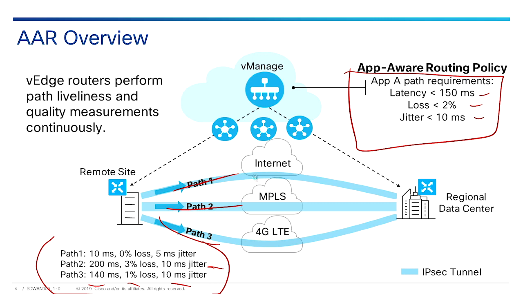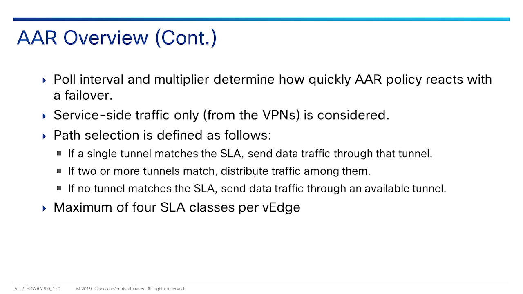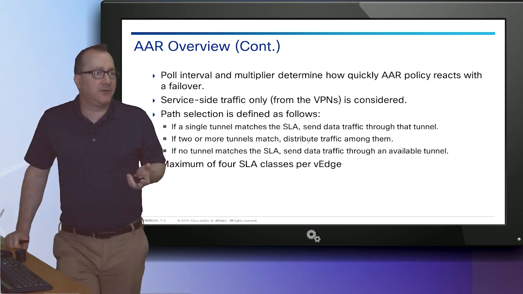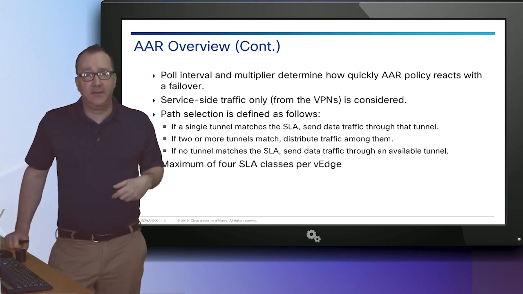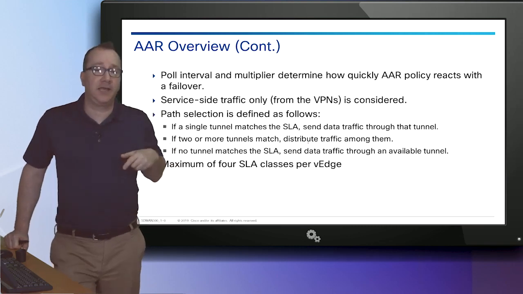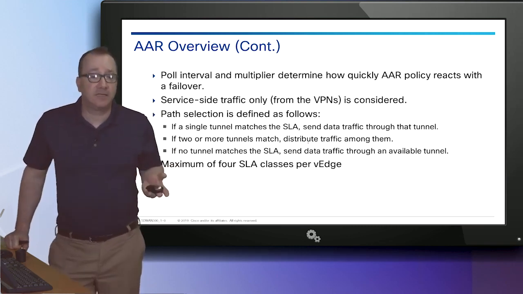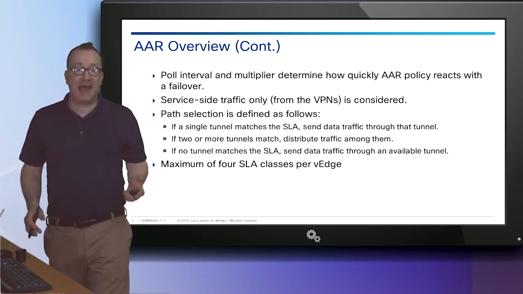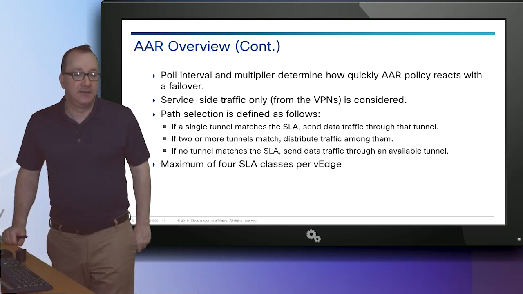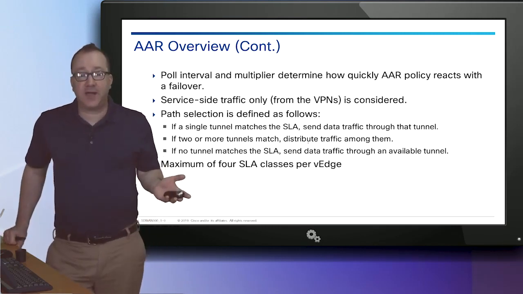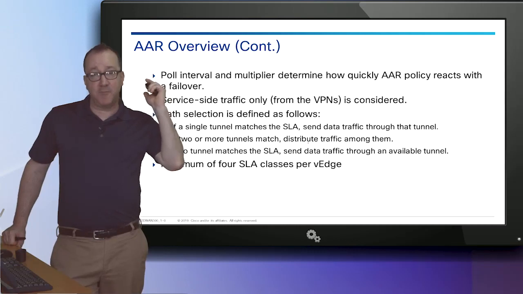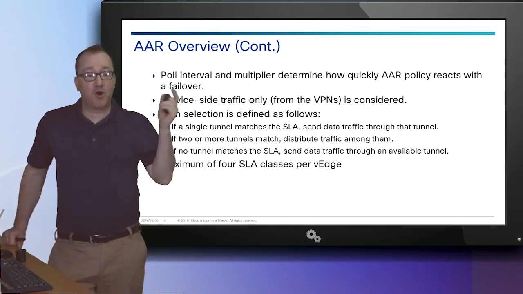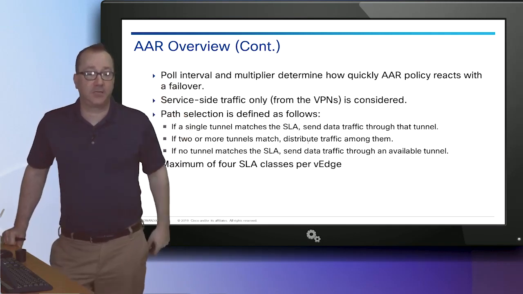All right? So for instance, we're going to create a poll interval. We're going to basically poll the link. If you're familiar with IP SLA, which uses a probe across a link to determine its health, this is very similar. So we're going to define a poll interval and a multiplier to determine how fast a potential failover is executed. We're only looking at service-side traffic from the VPN, so we're not probing the inside. We're not probing everything else. We're only probing that service-side traffic.